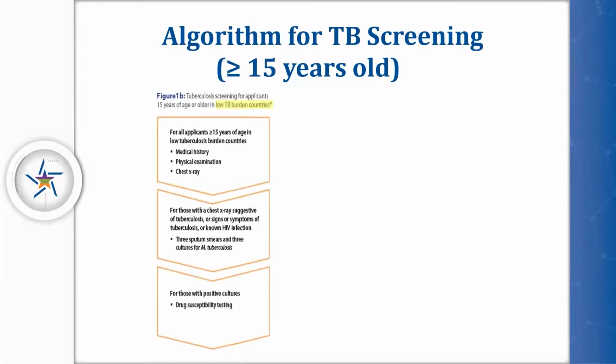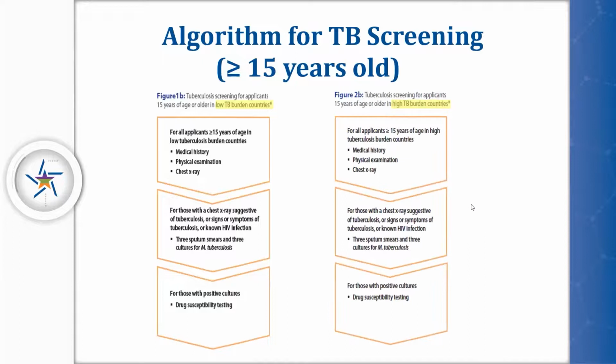And what you find here is basically whether they're in a low burden country or a high burden country, the evaluation is essentially the same. There's not the requirement for an IGRA, which is helping us get younger kids into care and into treatment on the other end. But for every applicant greater than or equal to 15 years of age, they're required to have a medical history, a physical exam, and a chest x-ray.